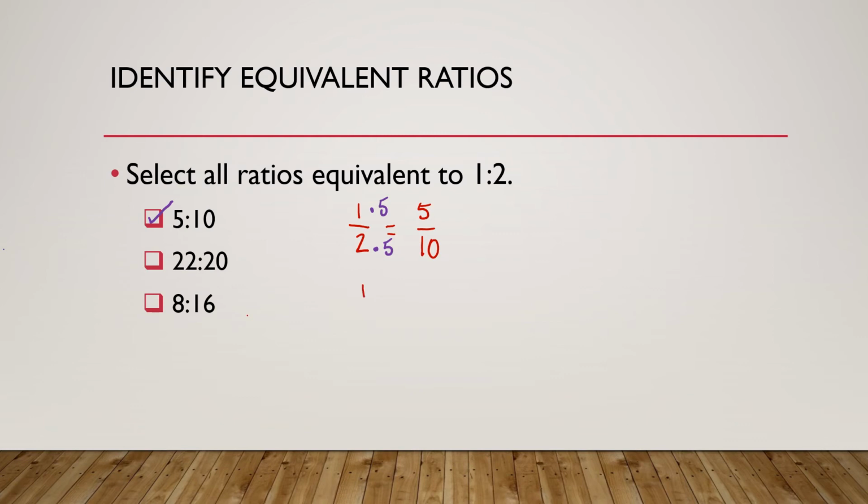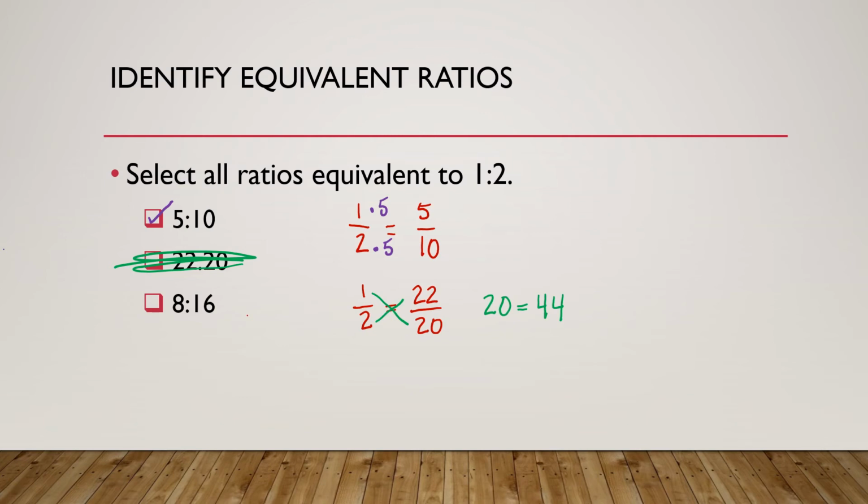Now I will check the next one. So 1 to 2 again. And this time we have 22 to 20. Just for the sake of remembering, let's cross multiply this time. We have 1 times 20, which is 20, and 2 times 22, which is 44. Is 20 equal to 44? Of course not. So that one is not equivalent to 1 to 2.